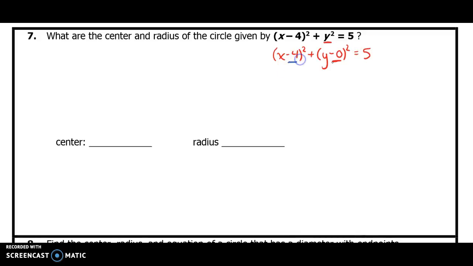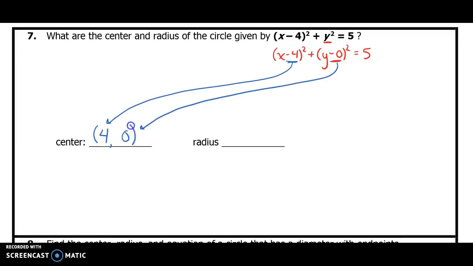So from that, I see an x minus 4 and say a y minus 0. So that tells me my center has an x-coordinate of positive 4 and a y-coordinate just of 0. So that's taken care of.